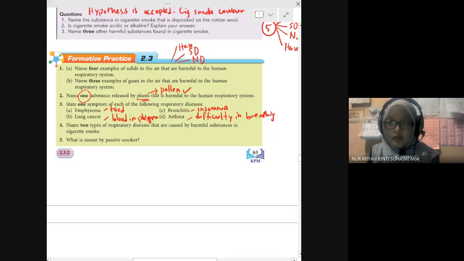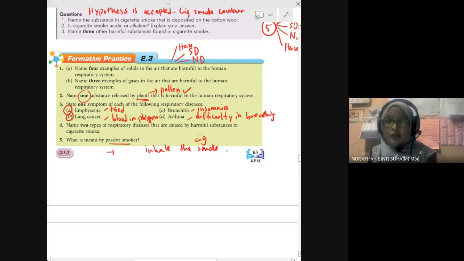Okay, name 2 type of respiratory disease that are caused by harmful substance in cigarette smoke. Ni boleh ambil dekat sini lah. Any 2. Number 4 can take from number 3. Any 2. Okay, what is mean by passive smoker? The person who inhale the cigarette smoke, not the one who smoke. Okay, that is passive smoker. Person who inhale the cigarette smoke.